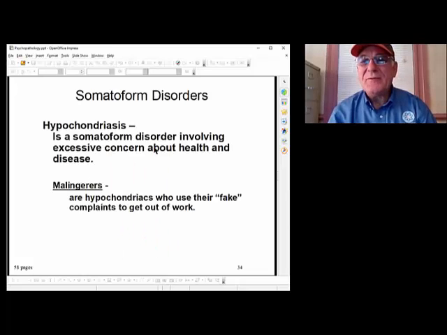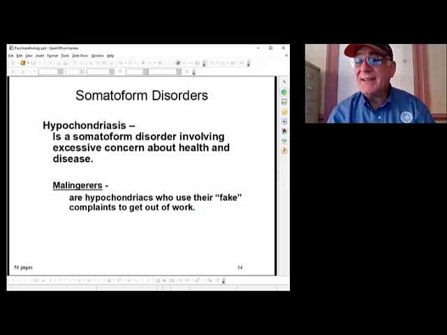Maybe one day we'll be able to figure that out by watching a functional MRI for the person who has glove anesthesia and notice that that portion of the brain never activates. We can't see that yet. We're not that good yet. We will be. Hypochondriasis, you know hypochondriacs. I'm sure you've heard the name hypochondriac before. Hypochondriasis is a somatoform disorder involving excessive concern about health and disease.